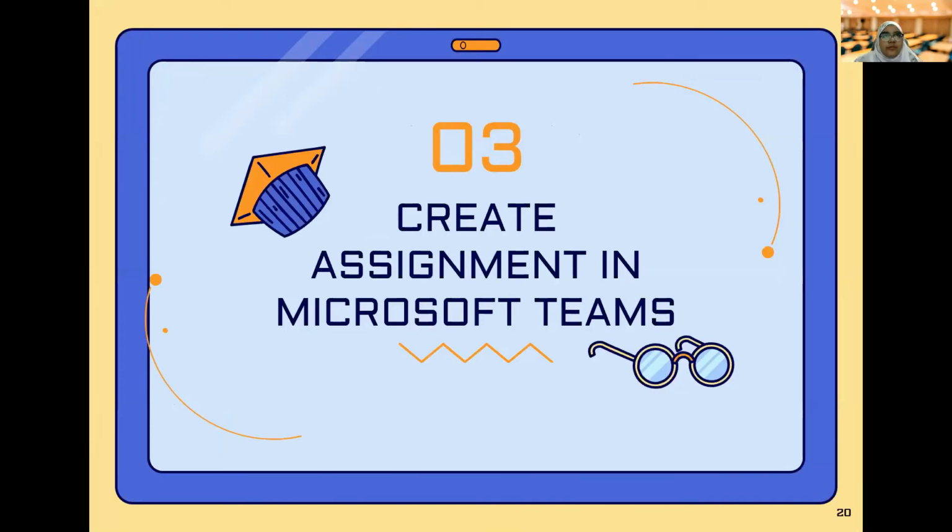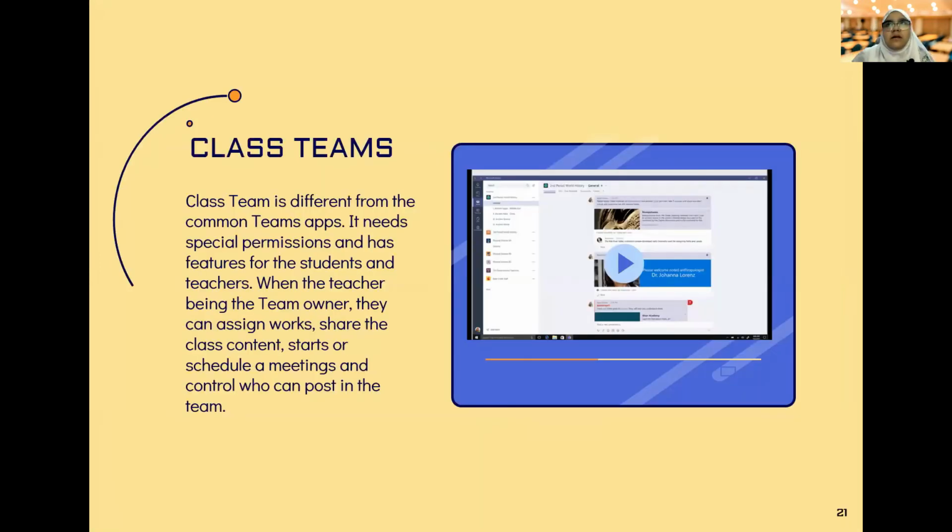So next is create an assignment in Microsoft Teams. These features can only be used if you are in a class team. This class team is different from the common Teams apps, and it needs special permission from the school. If your school doesn't have the permission, you can still do the assignment, but it's very useful, so it's a pity if you don't have the permission, because you can't share the assignment and the notes with the students. If you don't have class teams, it might be limited.